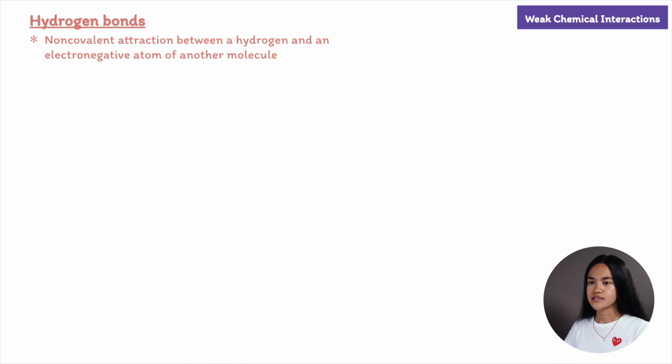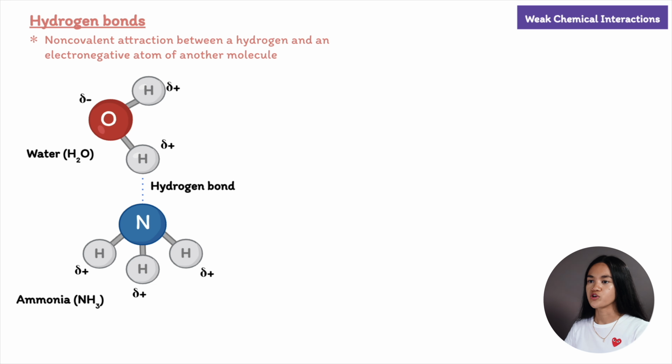So here's an example between a water molecule and ammonia. This dotted line represents the hydrogen bond. The hydrogen atom of water is attracted to the slightly negative charged nitrogen atom of ammonia. Okay, so that's hydrogen bonds. The other type of weak chemical interaction is called van der Waals interactions.